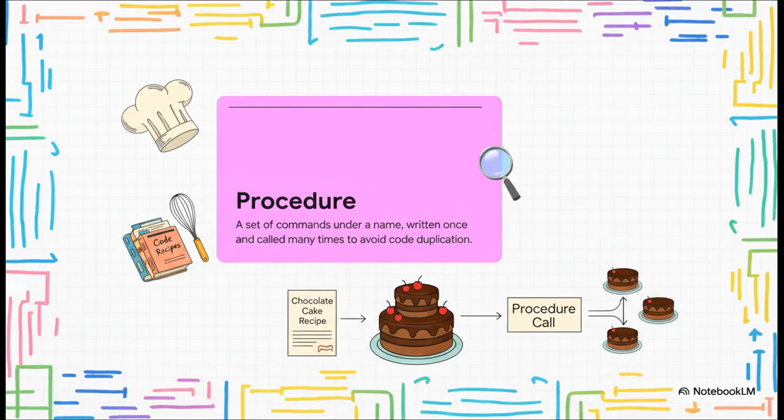So, what is a procedure? Well, you can think of it as a named chunk of code. My favorite analogy is to think of it like a recipe. You write down the instructions for baking a cake just one time. You give it a name like Awesome Chocolate Cake, and then whenever you want that cake, you just follow that recipe. You don't have to figure it out from scratch every single time.